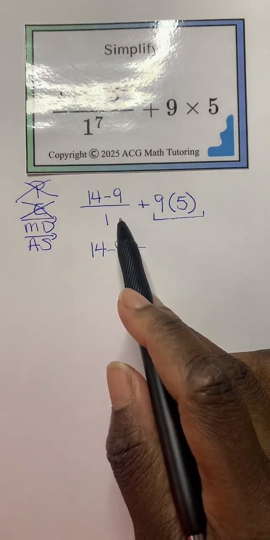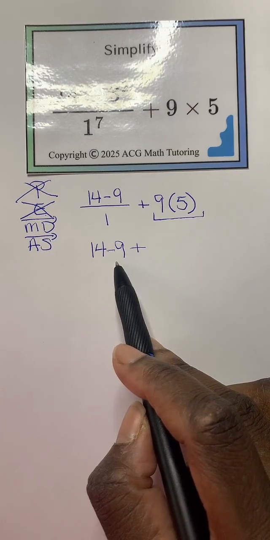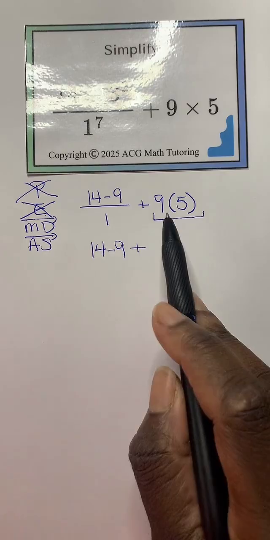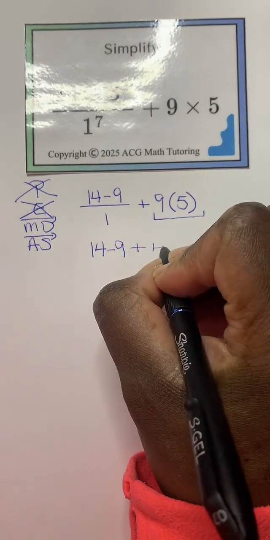Okay, so we do the division. That's how we got our 14 minus 9. I know we can combine it, but we need to work on our steps. Then 9 times 5 is the next thing. That'll give us our 45.